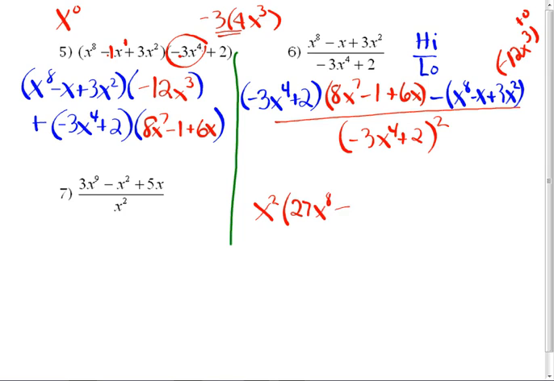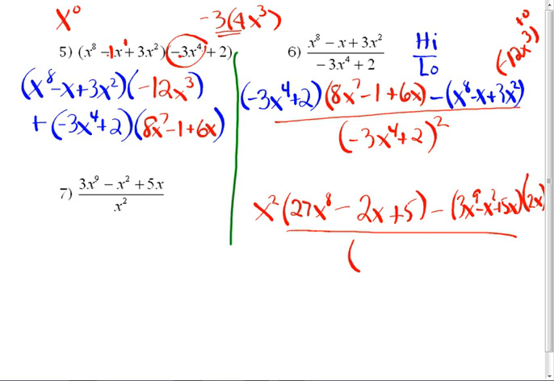minus, Haley, what's the derivative of x squared? 2x plus, and the derivative of 5x is 5. Minus the numerator, times the derivative of the denominator. Is what? 2x over the square of the denominator. Question? Correct. Okay.